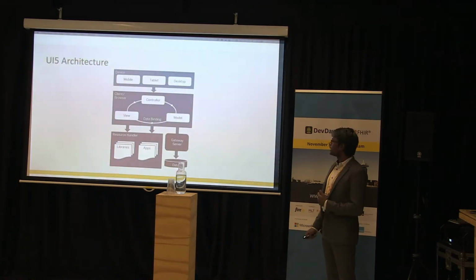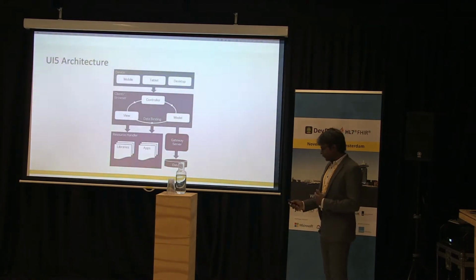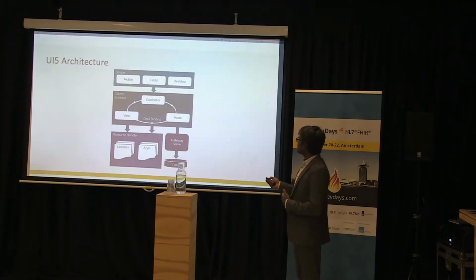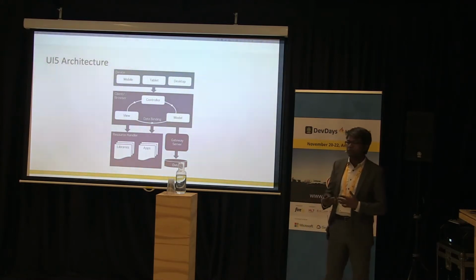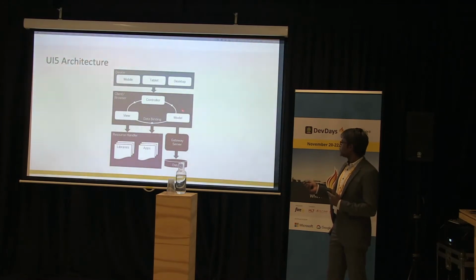So let's get into the architecture a bit. There are different layers that we talk about. The layer you see on the top is your device, where you access these applications from. And then the client, the browser where the application would be running. And then especially we have pieces like the model, view, and controller. I will talk about this in detail.